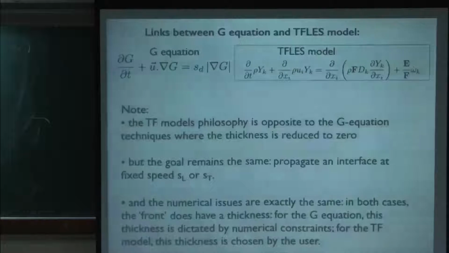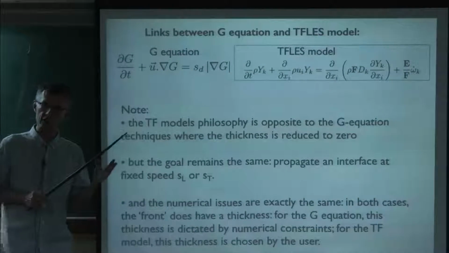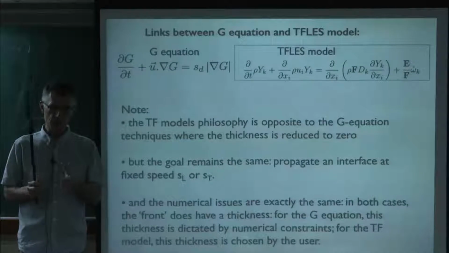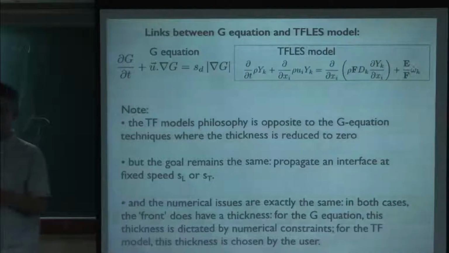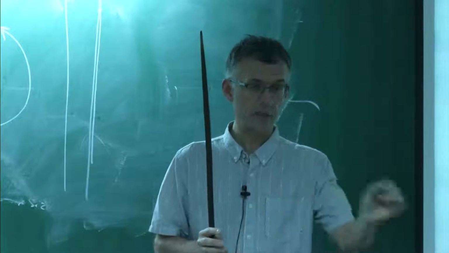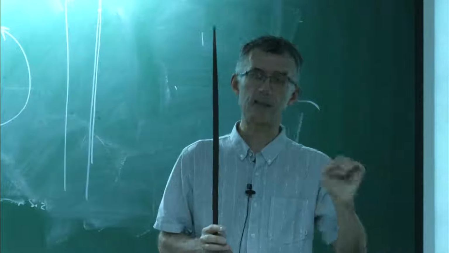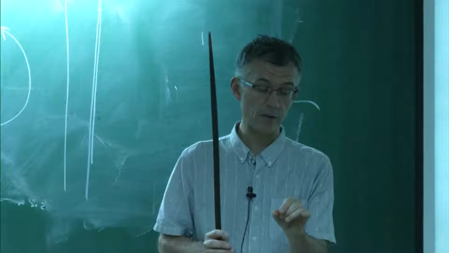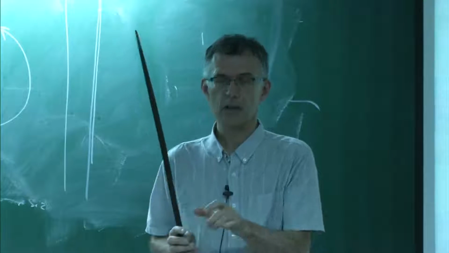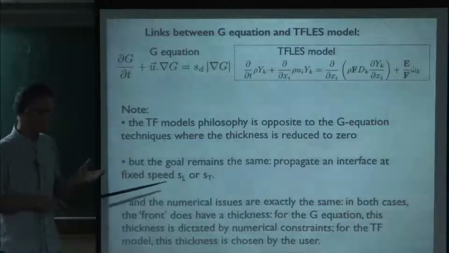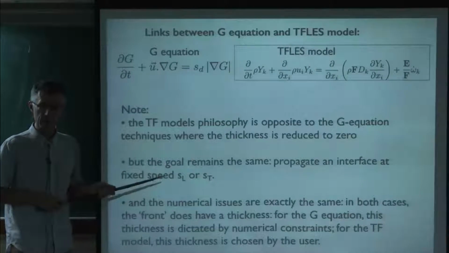I just would like you to see that there is a big link between the G equation on one side and the TF-LES model on the other side. Both of them start by saying it's difficult to resolve the flame front. Then the guys of the G equation say, okay, let's make it 0, because propagating an interface might be simpler. And the guys from the TF-LES model said, well, let's make it larger. But in the end, the goal remains the same. In both cases, we want to propagate the flame at the speed SL.